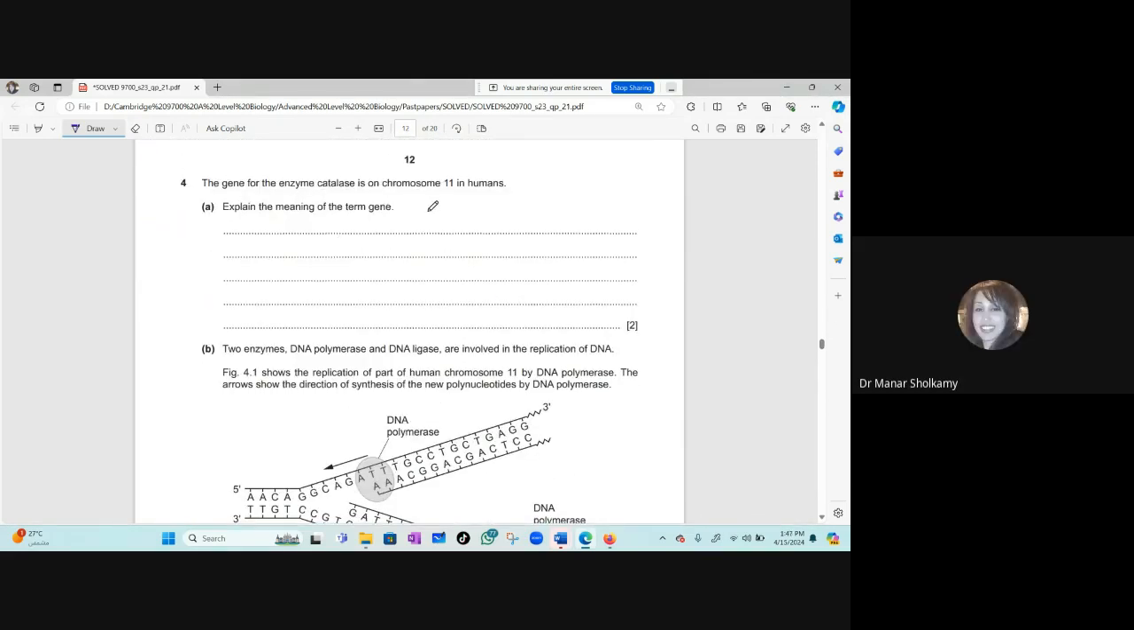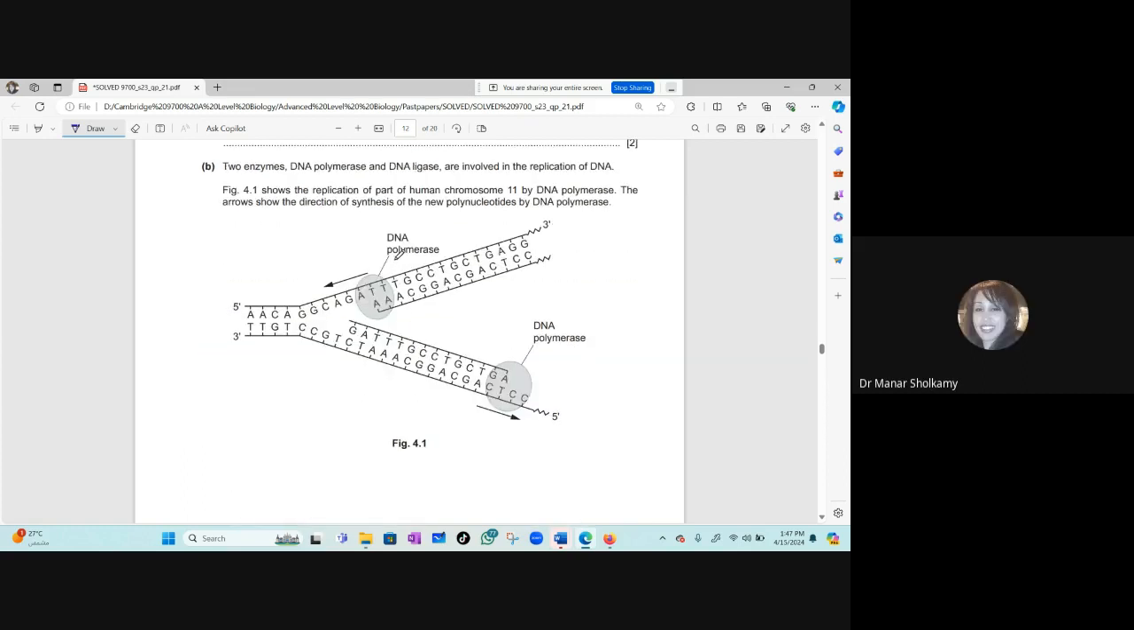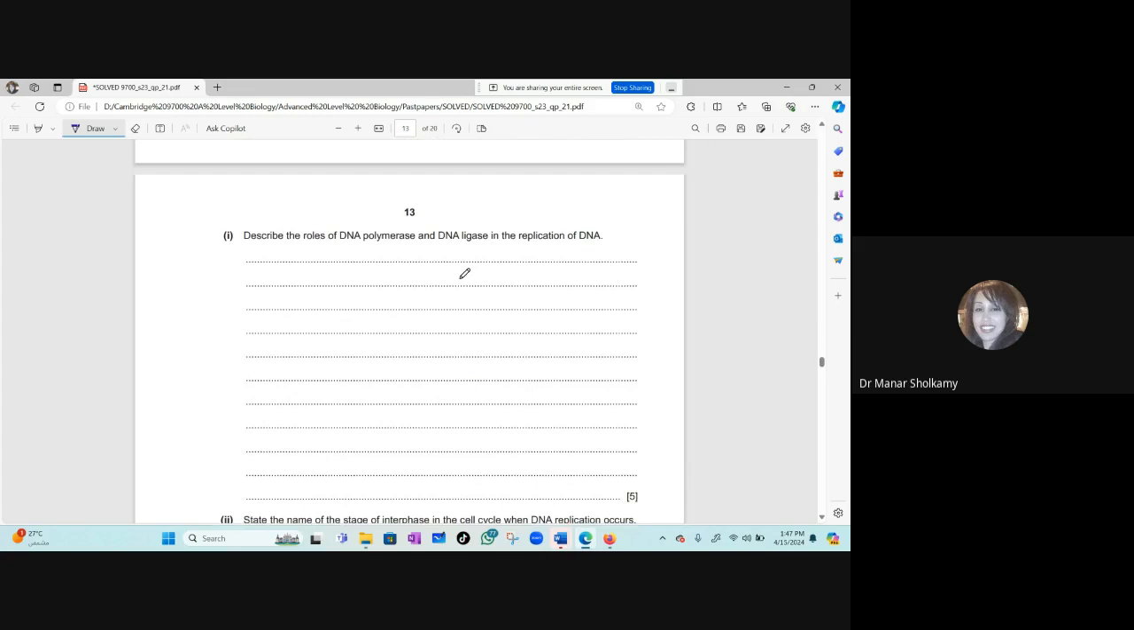Explain the meaning of gene. What's a gene? This is so easy. What's a gene? Come on. I'm speaking to myself. What's a gene? A part of the DNA that consists of a sequence of nucleotides that code for a polypeptide. Okay, now this is obviously semi-conservative replication.